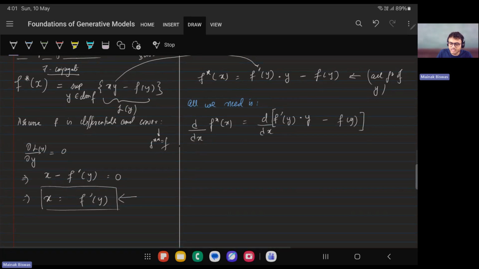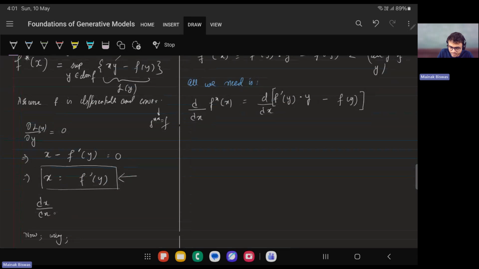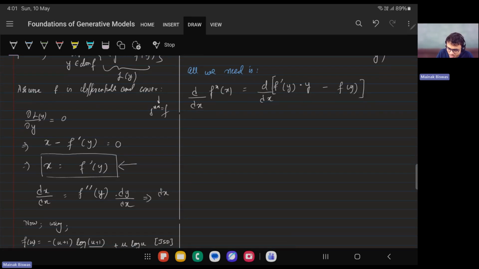So let's see what is d/dx of f dash x. If I take the derivative of d/dx, this is equal to f double dash y by chain rule into dy/dx. So which I can write as dx/dy, so this is equal to 1. So I can write dx/dy is equal to f double dash y. Okay, so this I can write. So now let us try and take the derivative on this side. This is a relation that I have from this. And let's take this derivative using chain rule.